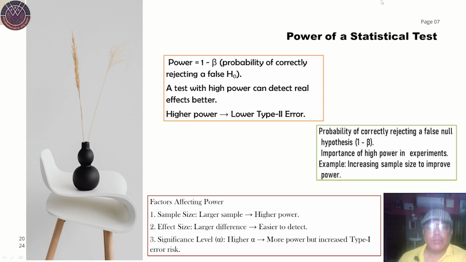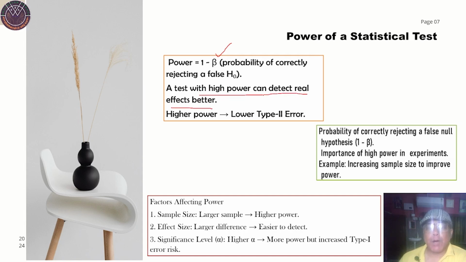The power is 1 minus beta, which you can always understand. Beta means you fail to detect the effect. So power is when you succeed in seeing the effect, or seeing the relationship. A test with high power can detect real effects better.